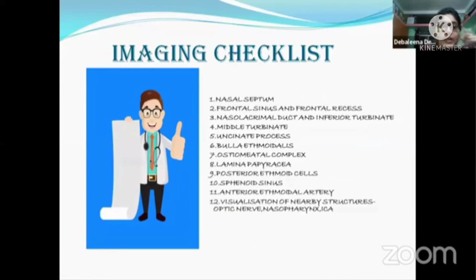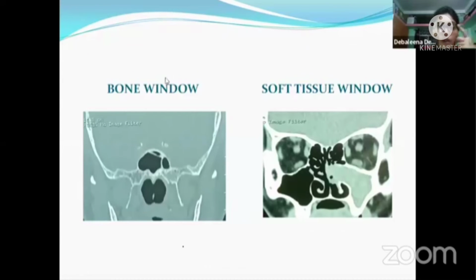So the imaging checklist: these are the structures which we should see. I'll come to them one by one. Now this is a brief concept of how to know from a cut which is a bone window cut and which is a soft tissue window cut.